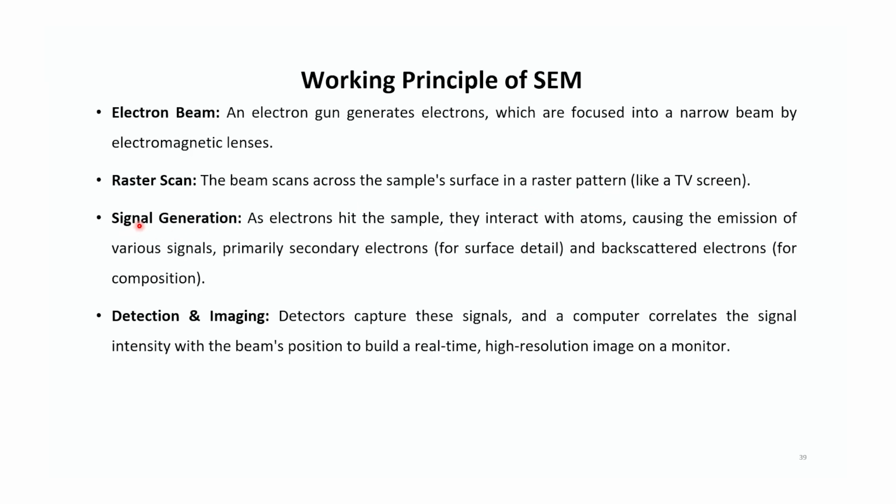So signal generation, as electrons hit the sample, what do they do? They interact with the atoms in your sample, causing the emission of various signals, primarily secondary electrons for surface detail and backscattered electrons for the composition. Secondary electrons are for the surface detail, and backscattered electrons, what do they tell? They tell you about the composition of your sample.